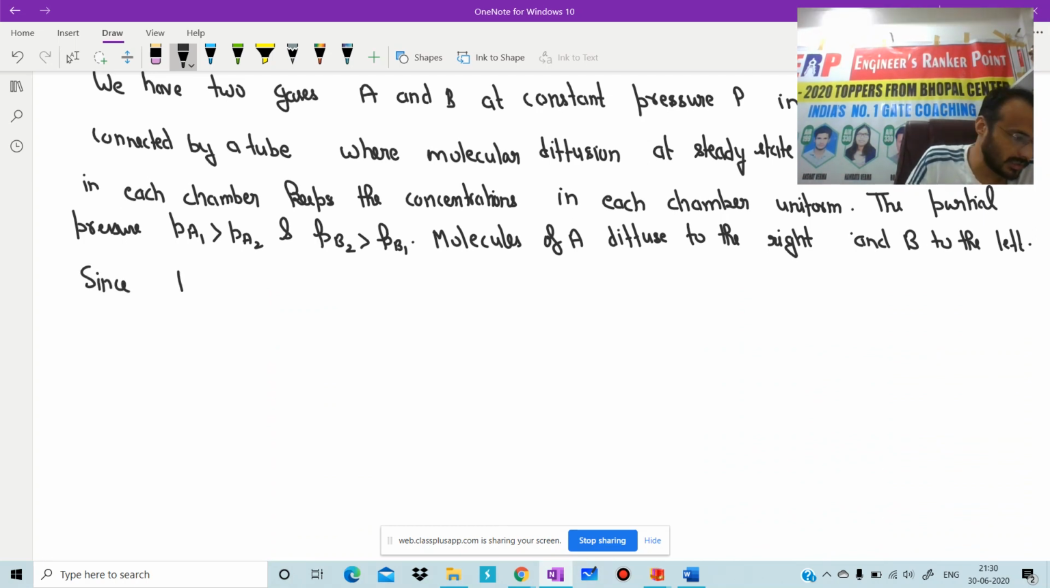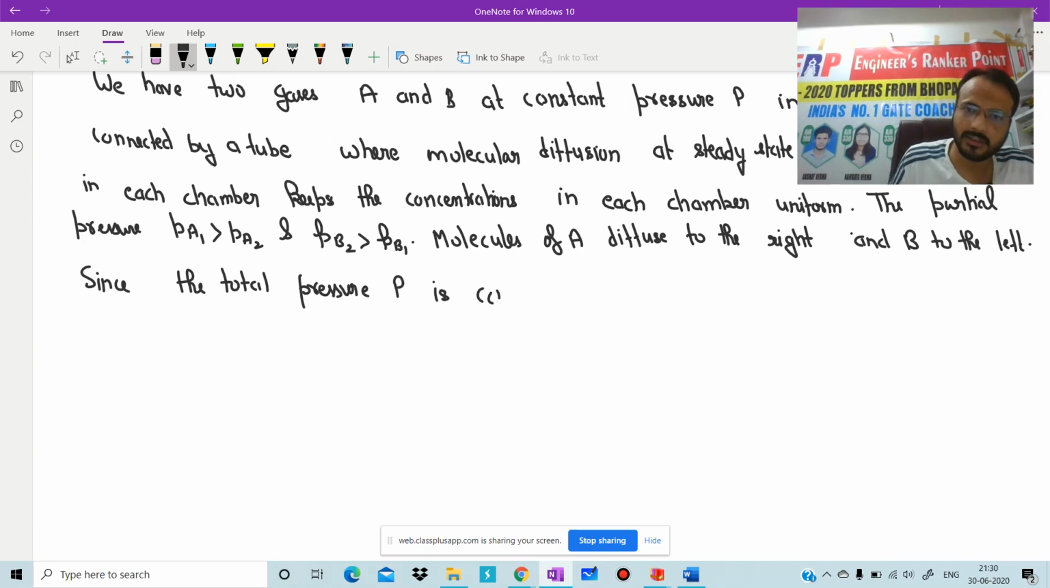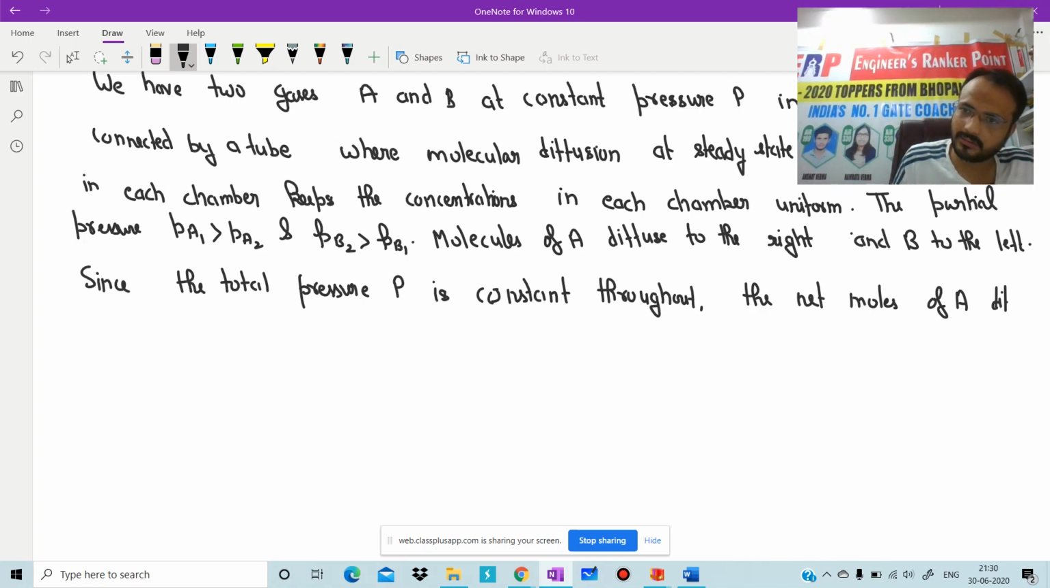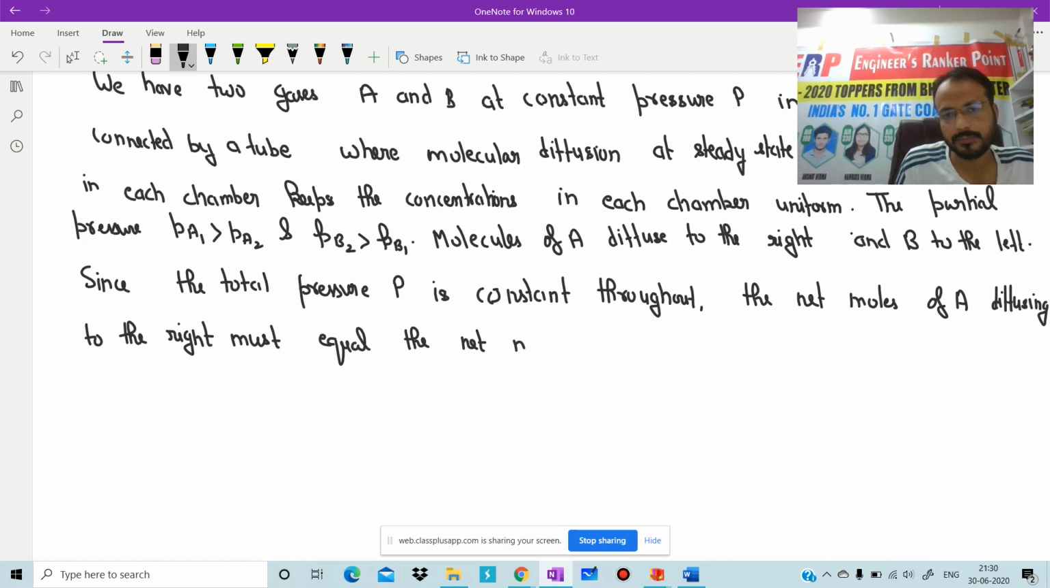Since the total pressure capital P is constant throughout, the net moles of A diffusing to the right must equal the net moles of B diffusing to the left.